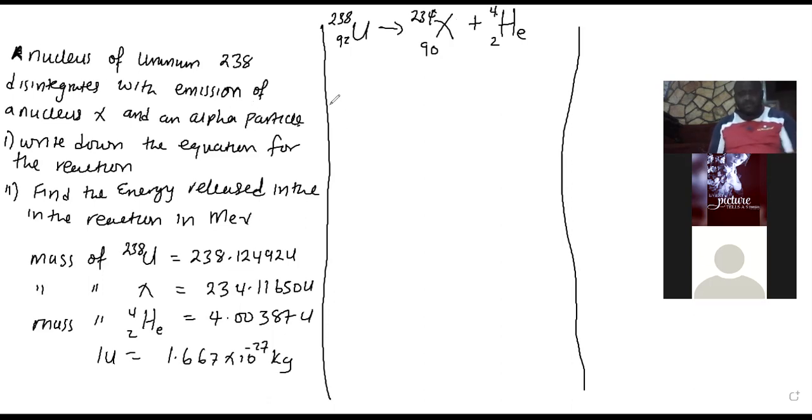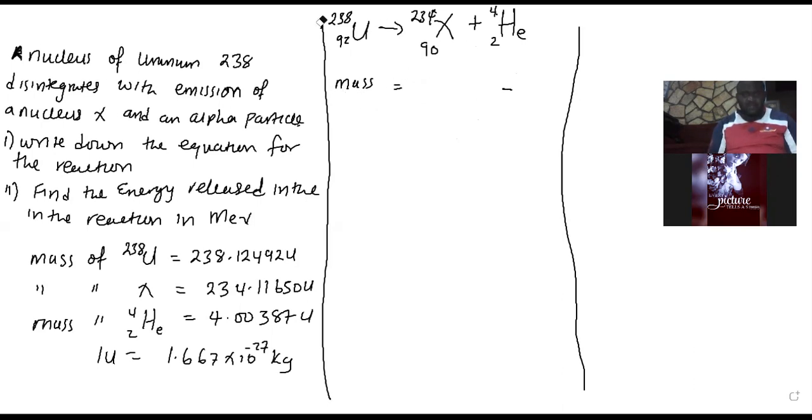Now, with that, we can get the mass defect. The mass defect is going to be mass of uranium. If you get, for example, this one, you will see that when you sum the two, mass of uranium is 238.1249 U minus, I think I need to write down something. Mass defect is equal to mass of uranium minus mass of X, which is 234, and the alpha particle.